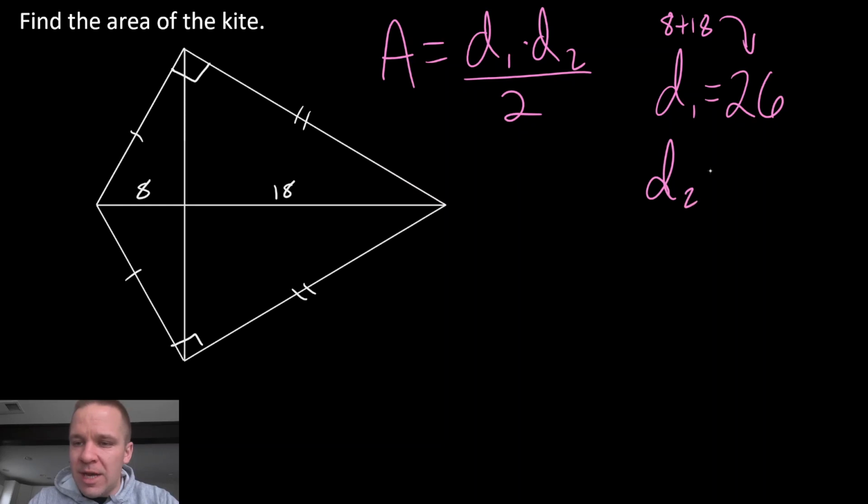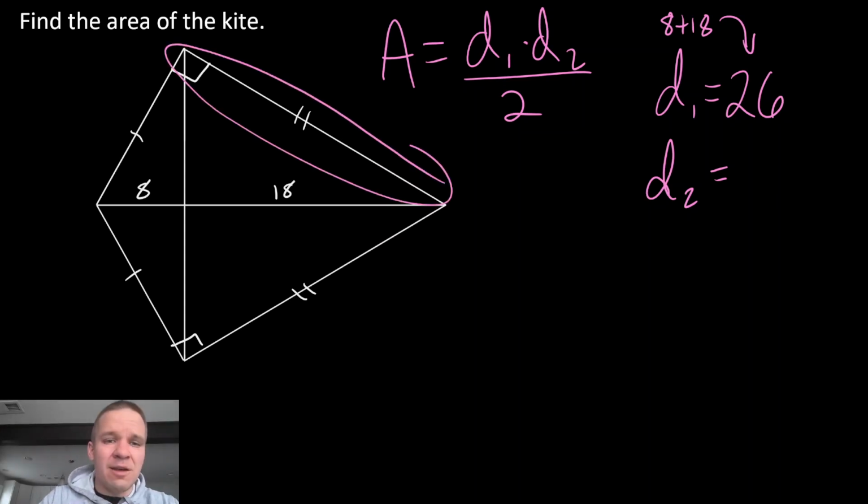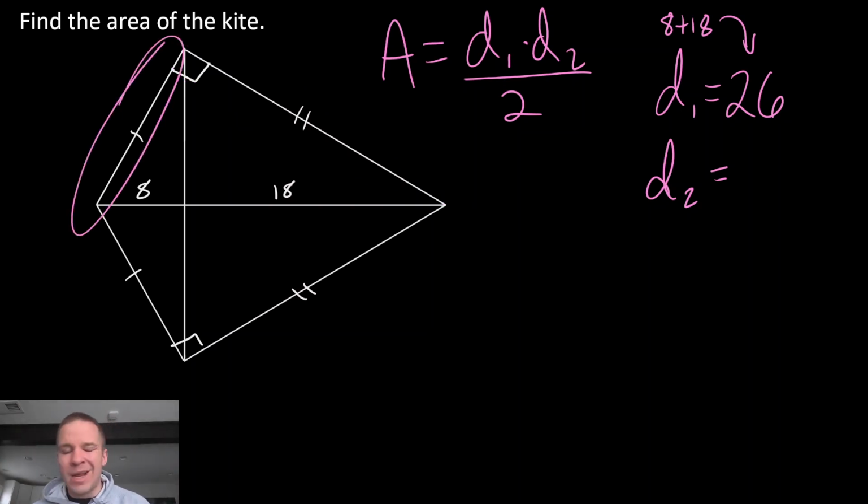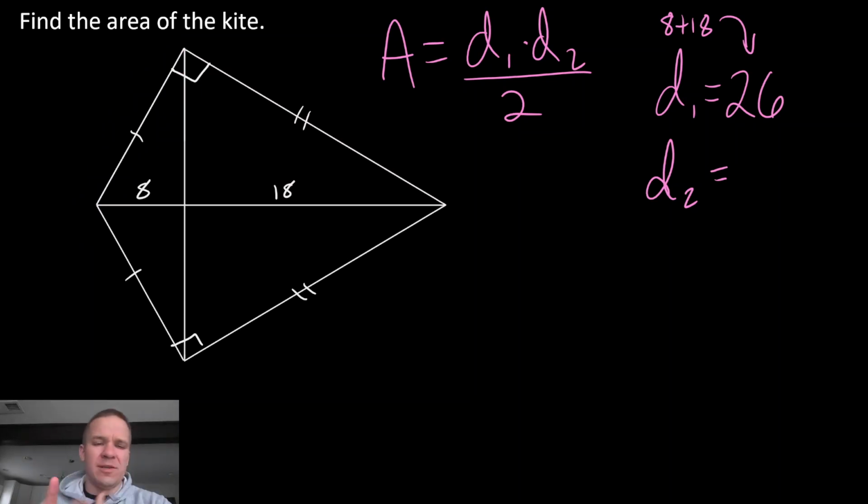But I don't have diagonal 2. And I'm not sure how to find it right now. I don't have two sides of a right triangle to do a little Pythagorean theorem. Like if I had this side right here, I could do Pythagorean theorem with that 18 and then figure it out. Same goes for the 8. And if I had that one, but I don't.